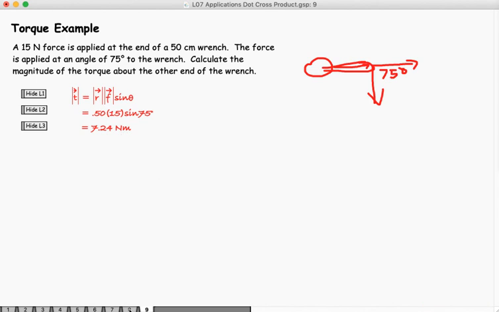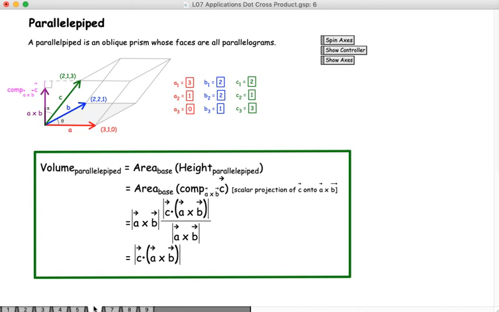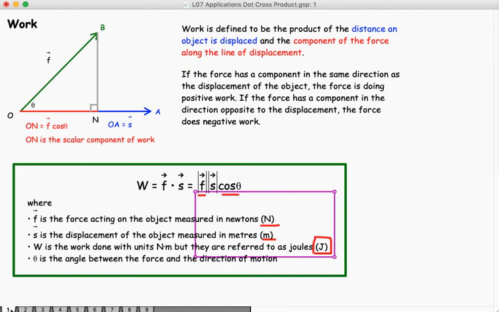So that brings us to the end of this particular lesson, Applications of the Dot and Cross Product. I'm just going to quickly show you what they were again. We have torque. We have the volume of the parallelepiped. We have areas of parallelograms and triangles. And the very first example we did was work.